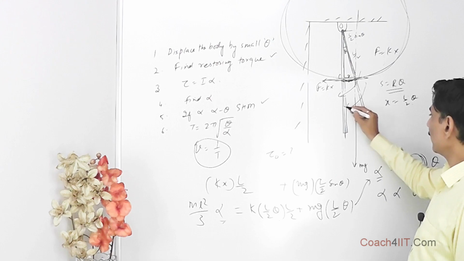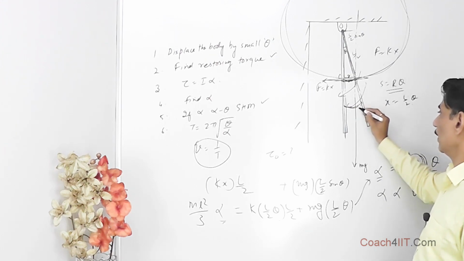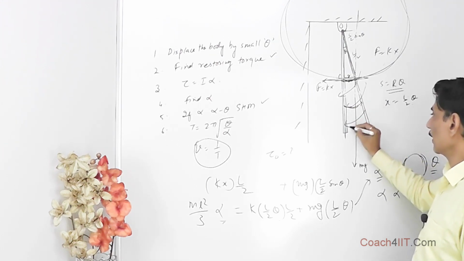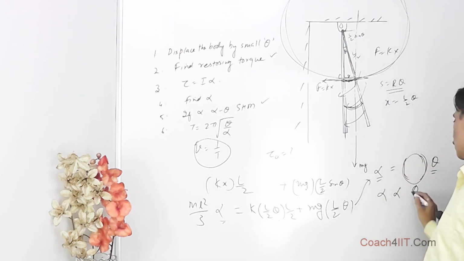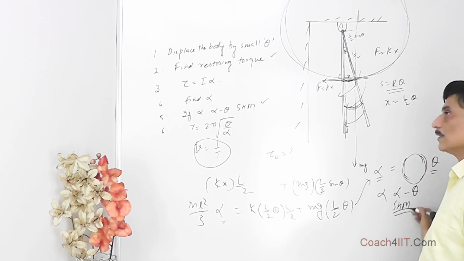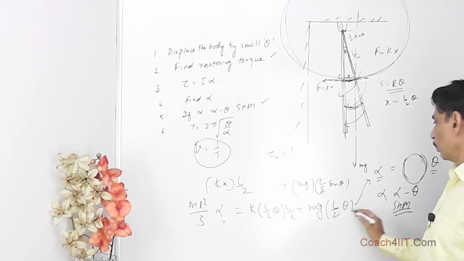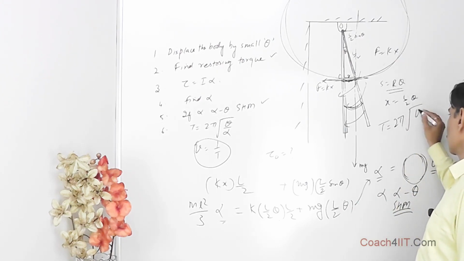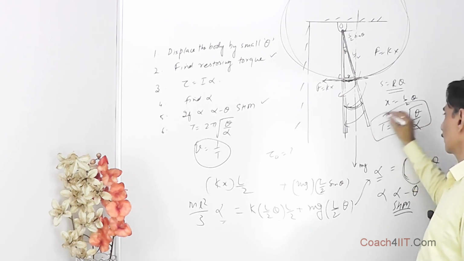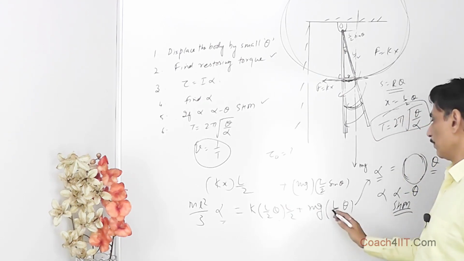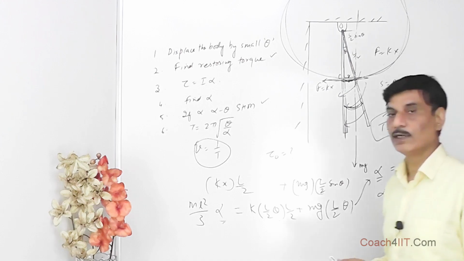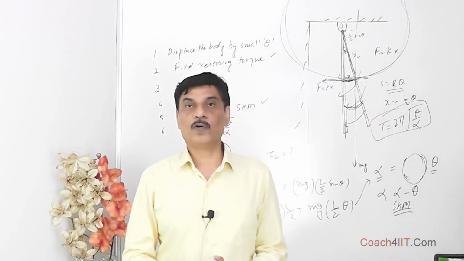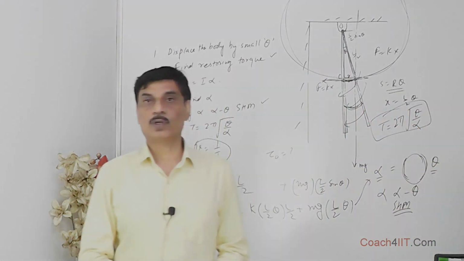Also, when it has moved from here to here, the restoring torque is in this direction and theta is in this direction, so they are oppositely directed. This means SHM. So from here we can rearrange and use the formula T is equal to 2 pi root of theta by alpha. We can find the value of theta by alpha from here and put it over here to find the time period of small amplitude oscillations.